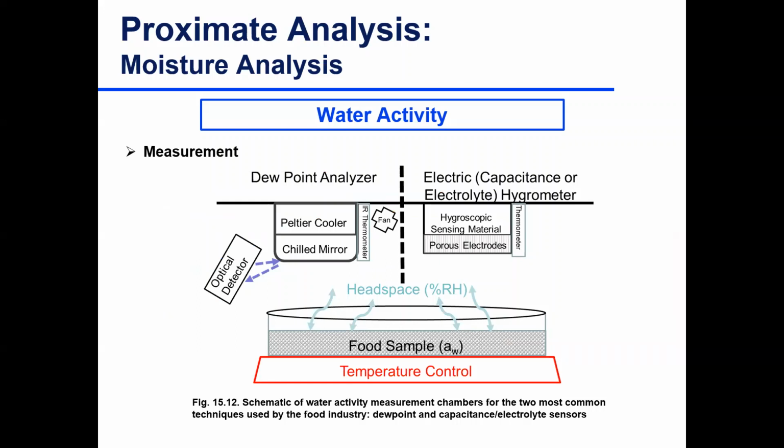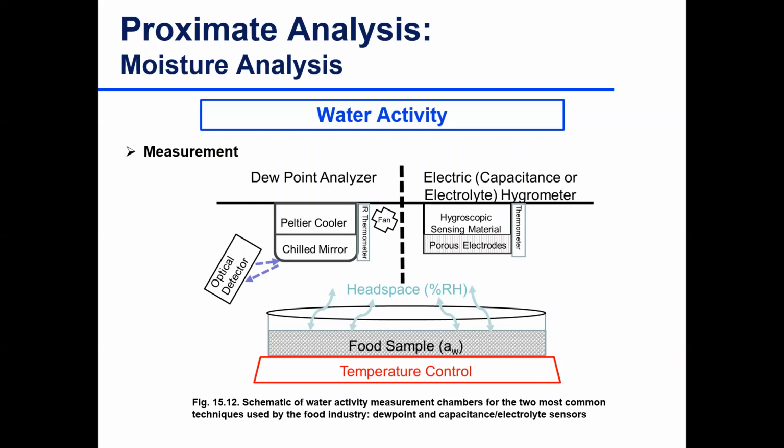If you're looking at the system, here's your food sample. You've got nice temperature control, so your food sample gets up to the temperature it should. You have to have a closed system, so your headspace up here and the food, the moisture comes to equilibrium. So that's your equilibrium relative humidity. And then you need some way to measure that humidity. The one I mentioned was just a chilled mirror.